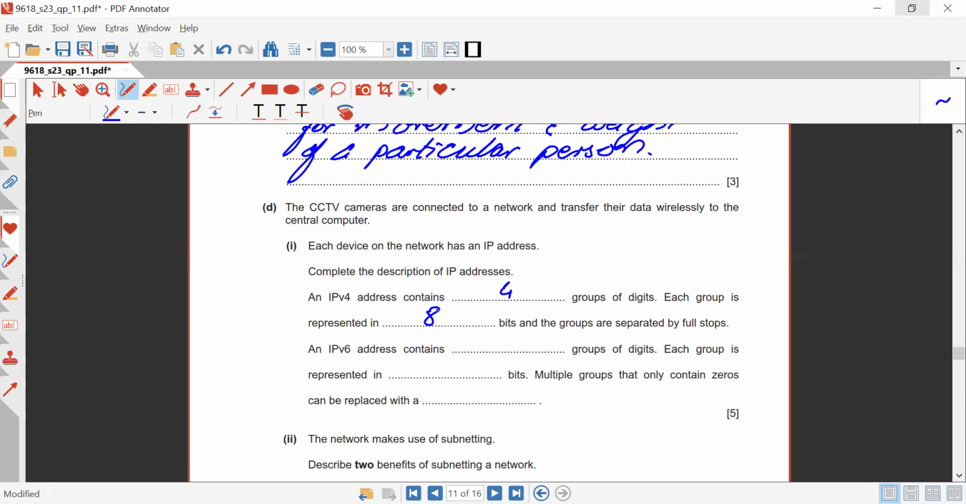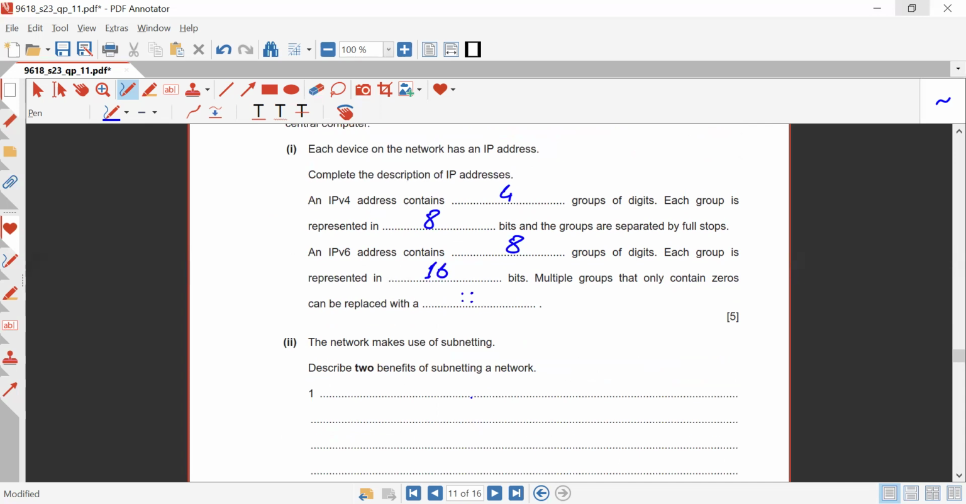An IP version 6 address contains 8 groups of digits, and each group is represented in 16 bits because it is utilizing hexadecimal to remember it. Multiple groups that only contain zeros can be replaced by a double colon, as we just studied in the zero compression.